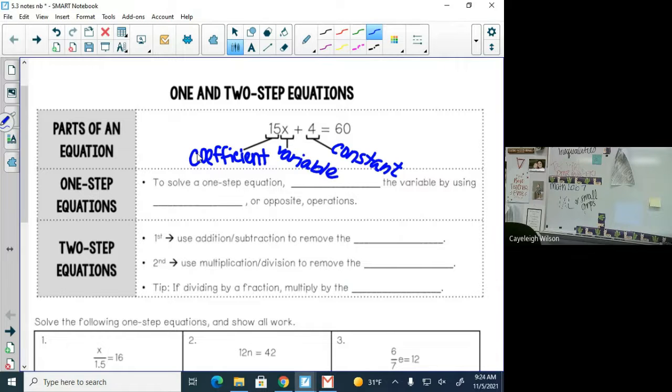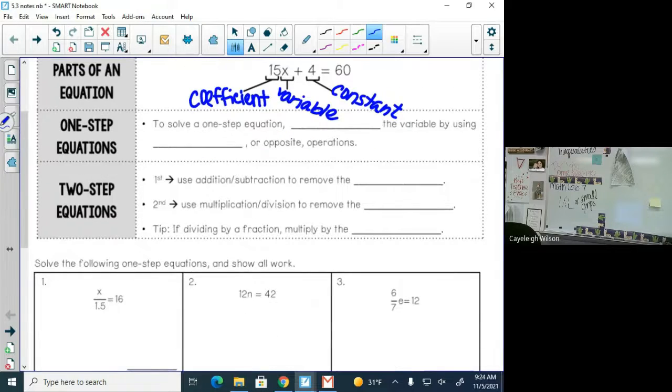Okay, so to solve a one-step equation, our whole goal is to isolate. What's isolate mean? Get it by itself. Isolate the variable by using inverse or opposite operations. So what operation is the opposite of addition? What's the opposite of division? Multiplication. What's the opposite of subtraction? Adding. What's the opposite of multiplication?